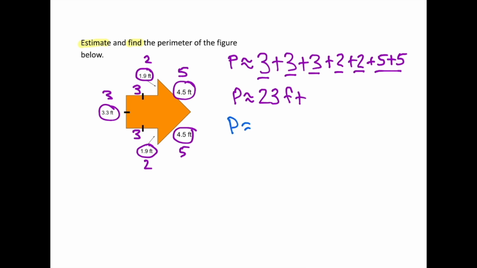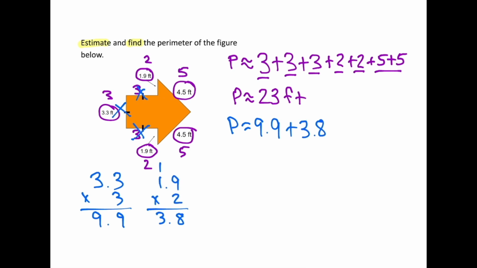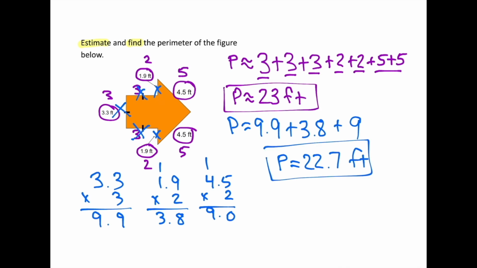Now let's find the actual. We have 3.3 3 times. So I'm going to take 3.3 times 3. That's 9.9. We also have 1.9 2 times, so I'm going to take 1.9 times 2. That's 3.8. That leaves us with our final two sides, which are both 4.5. So we can take 4.5 times 2. That gets us 9. When we add those, we get 22.7 feet. Now let's compare our estimation to our actual. Our estimation is very close to our actual.